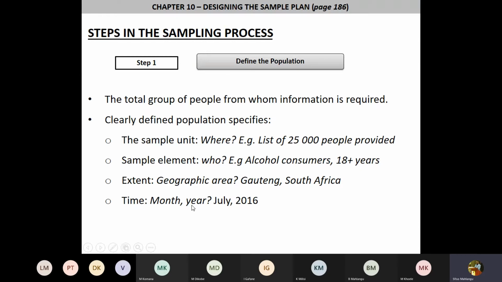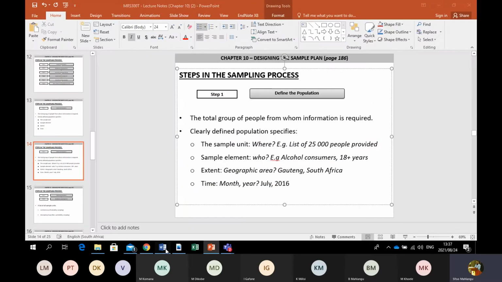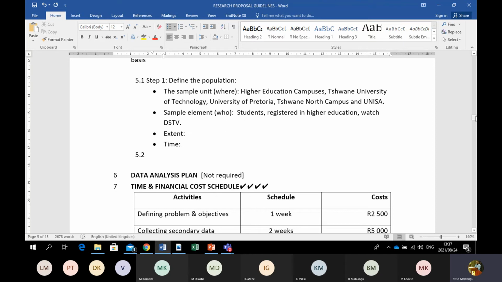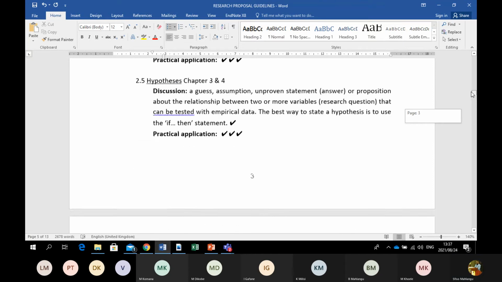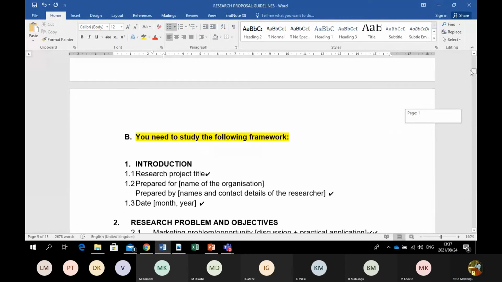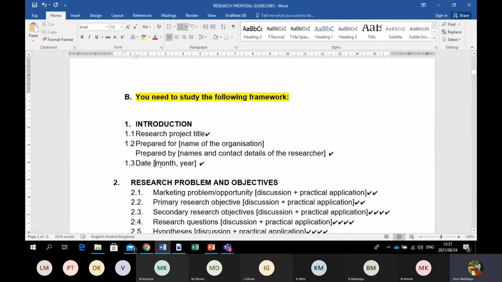Remember, when you write the research proposal, in the beginning under introduction, you'll also include the month and the year when the research proposal was prepared. For example, if you are doing a research proposal today, you will indicate the date, which is today, 24 August 2021. That will be at the beginning of the overall research proposal. So referring to the slides here, this is where you'll be referring to that date.